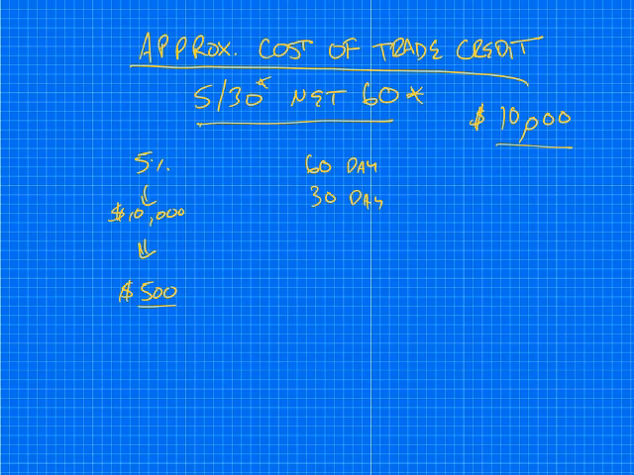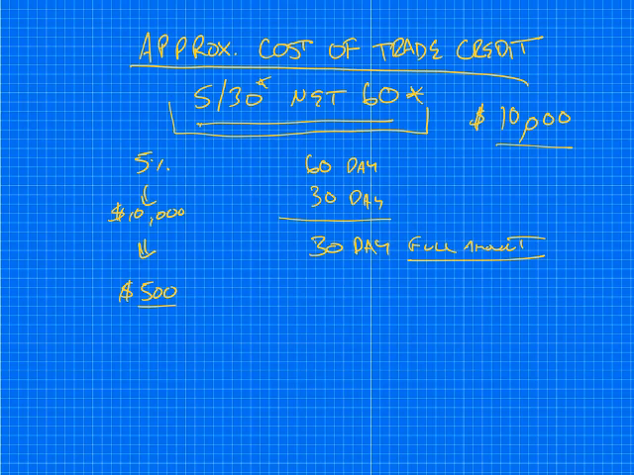So how many days within this obligation is the discount gone? Easy math, right? Subtract the two. There's 30 days in which you're going to have to pay basically the full amount.